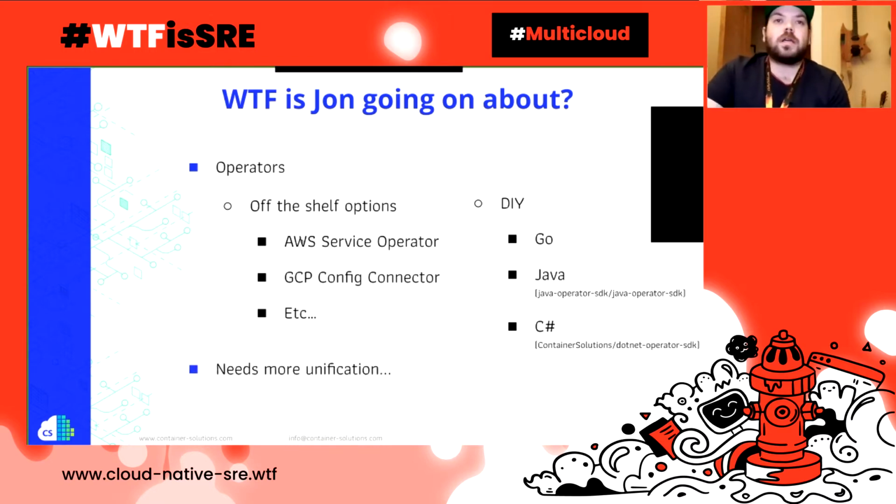So if I want to deploy something to AWS, say an RDS database, that's going to be very different to the patterns that I use to deploy a similar resource, a Cloud SQL to GCP, for example. So how do we take all of these operators and unify them into a single sort of API?